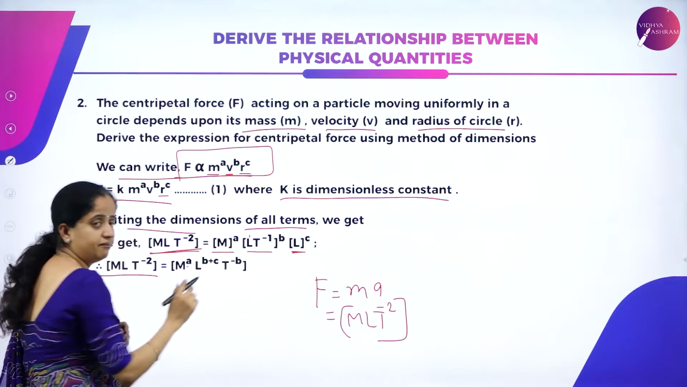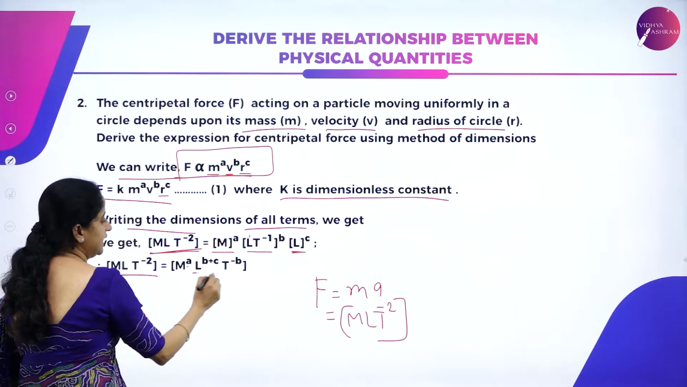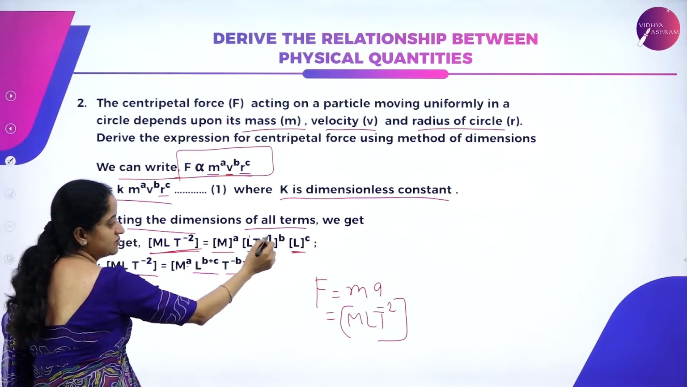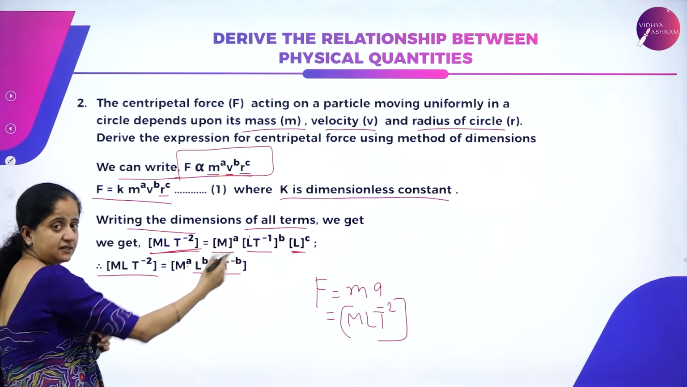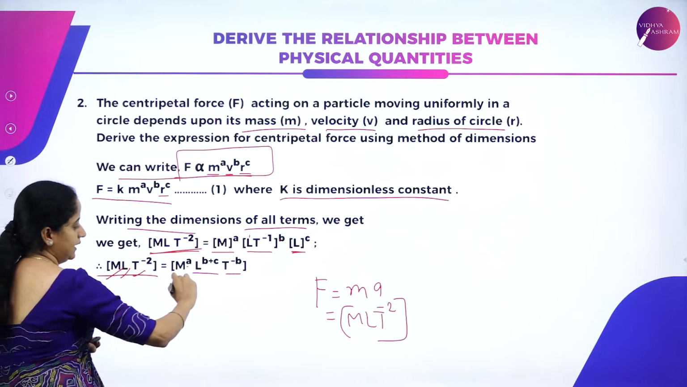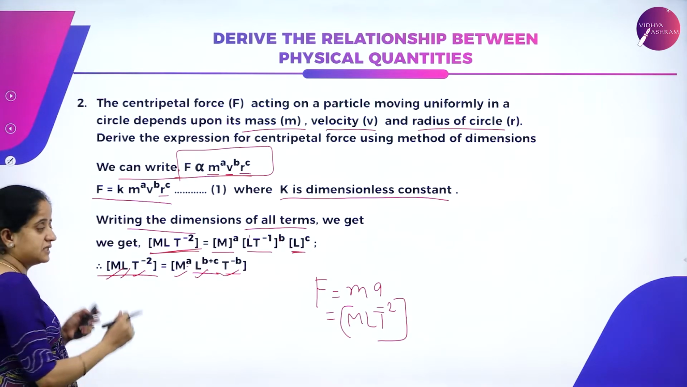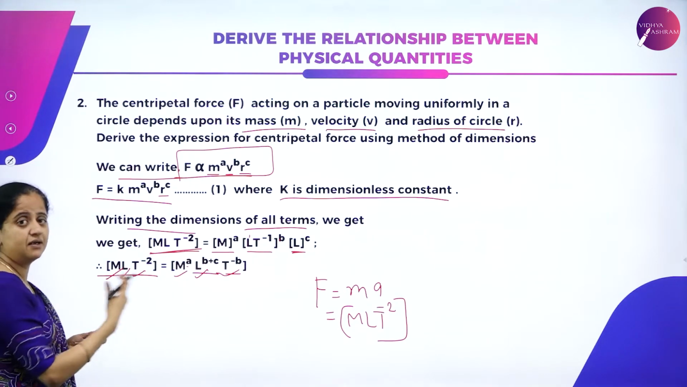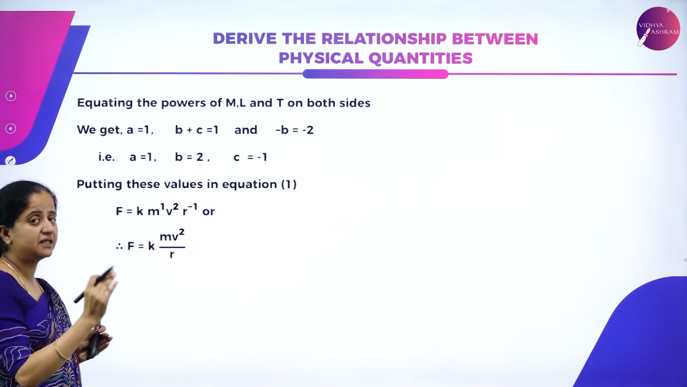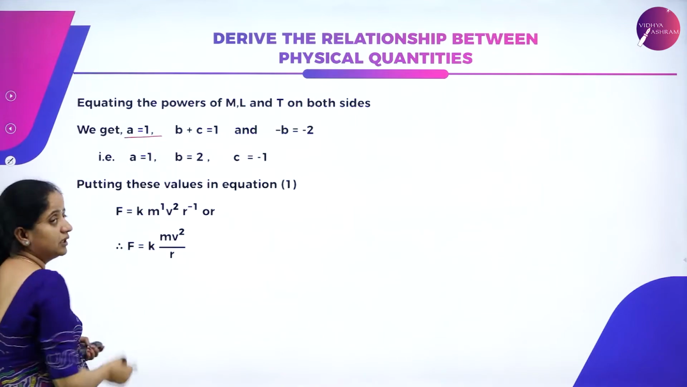Since the bases are same, the powers get added up. So we'll get L raised to B plus C and T raised to minus B, because we have T raised to minus 1 into B, which is nothing but minus B. Now we can observe M L T on both the sides. Since the bases are same, we can equate the powers. So equating the powers on both the sides for L, M and T, we get A is equal to 1.